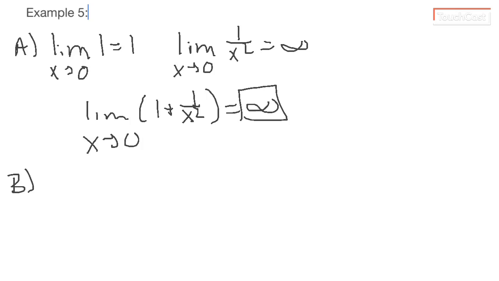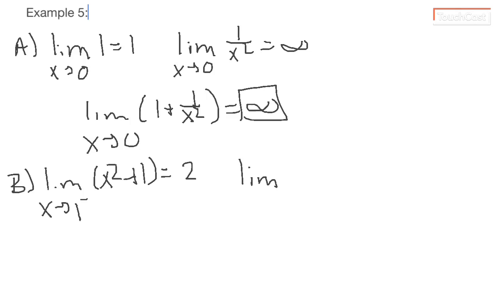We're going to say we know the limit of x squared plus 1 as x approaches 1 from the left is equal to 2. And you can confirm this using a graphing utility. And the limit of the cotangent of pi x as x approaches 1 from the left, which again, you can confirm this using a graphing utility, is going to equal negative infinity.